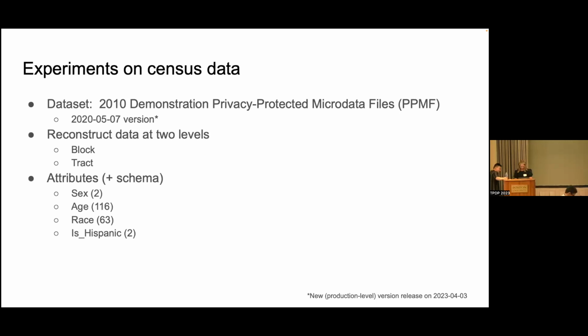Real quick, there are basically four columns collected by the Census Bureau. In addition, for tract level reconstruction, there's an additional column where we have to reconstruct what block a person lives on.